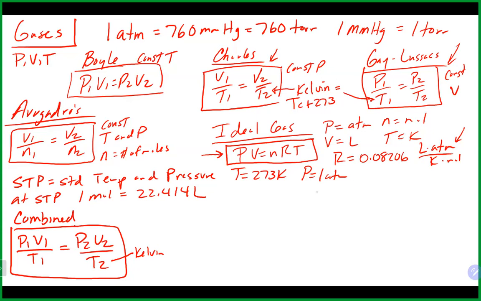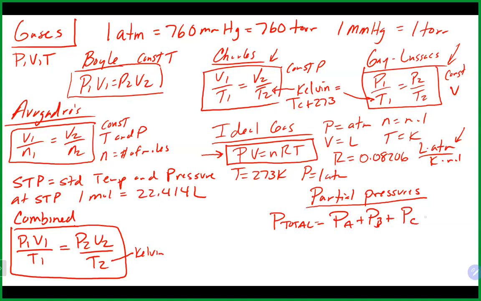We also talked at the end about the idea of partial pressures. Remember that when you do have a mixture of gases, each gas is going to contribute to the overall pressure. That means in that situation, the total pressure is equal to the partial pressure of, say, gas A plus the partial pressure of gas B. Maybe you have a gas C in there, however many gases you have going on. These are referred to as partial pressures because they each contribute to the overall pressure of the mixture in a particular container.